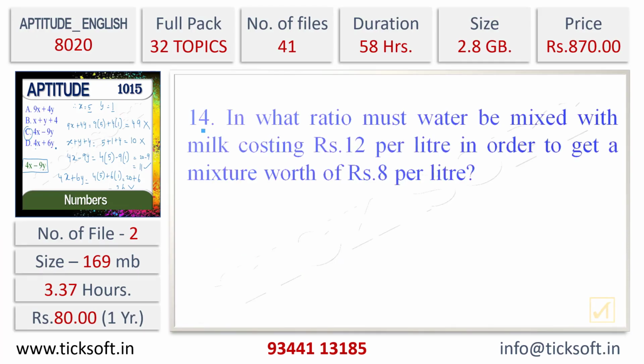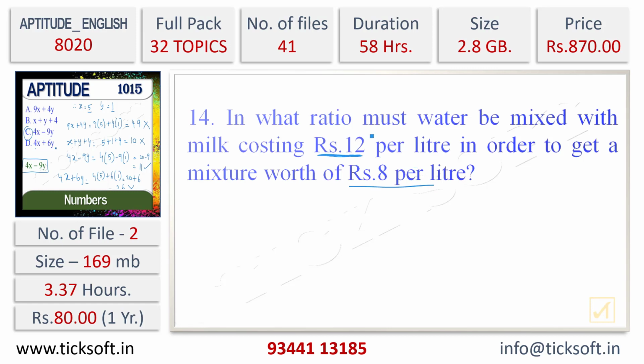Now the 14th question here is, in what ratio must water be mixed with milk costing rupees 12 per litre in order to get a mixture worth rupees 8 per litre? So listen, we have milk and the cost of milk per litre is equal to rupees 12. And now we have to add water with this milk to get a mixture worth rupees 8 per litre.